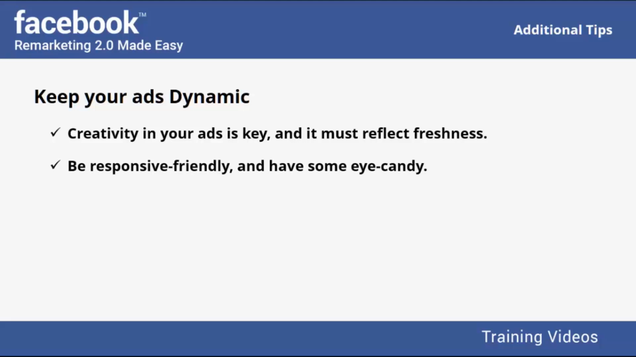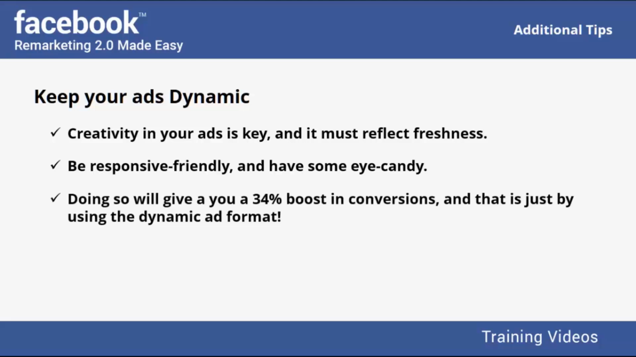Using the dynamic ads format offered by Facebook instead of the old school static ad format will generate more clicks for you, guaranteed. Doing so will give you a 34% boost in conversions, and that is just by using the dynamic ad format. It is likewise great for remarketing purposes. You can work with different product variations within one ad set, which means that you'll not necessarily have to test several ads for different product variations if you find out that one ad with several variations is doing well enough.